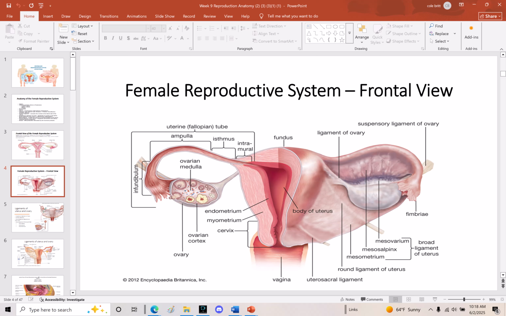All right, so here we have the ovarian tubes. Main body of the uterus. Now down here is a little bit nicer picture of the cervix. And you can see the cervical canal right there.